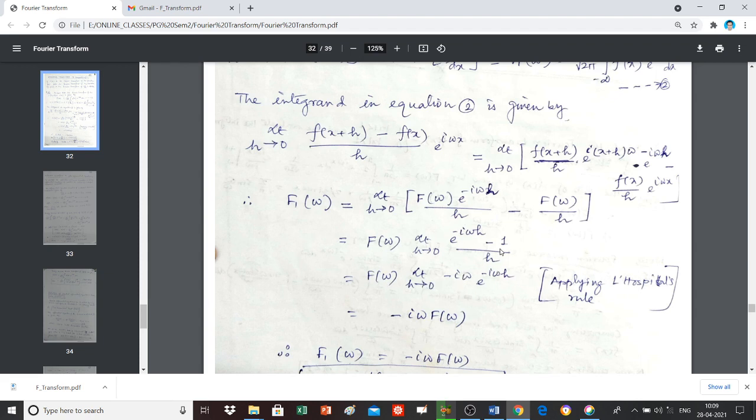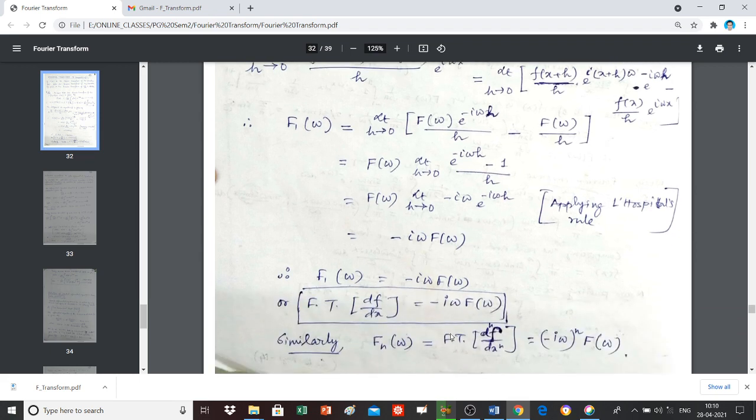From here, using L'Hospital's rule, that means differentiating the numerator as well as the denominator, you can write i omega F(omega). In this case, you have applied the value h equal to 0; just put h equal to 0 in this expression. This will provide you i omega F(omega). So F1(omega) is equal to minus i omega F(omega). This is for the first order differentiation.